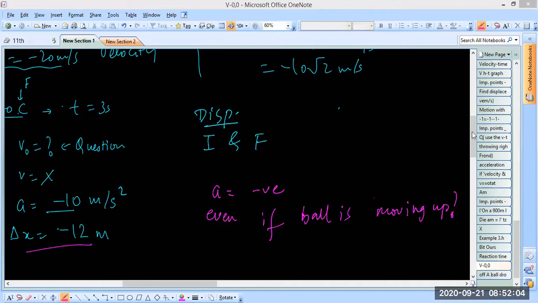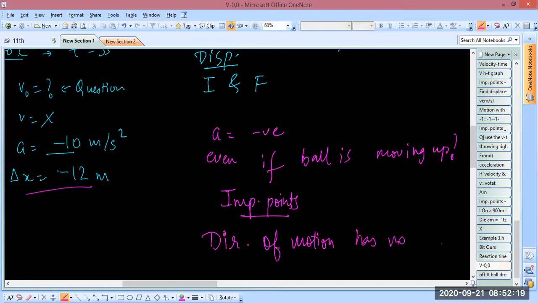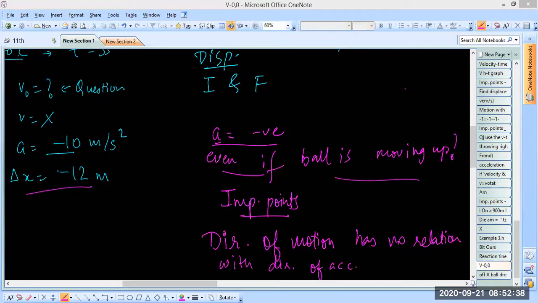Okay, this is once again time to remind all of you of an important point. One of the important points was that direction of motion has no relation with direction of acceleration. First thing. So Sahil, the connection that you have made is not right. I hope you realize that.